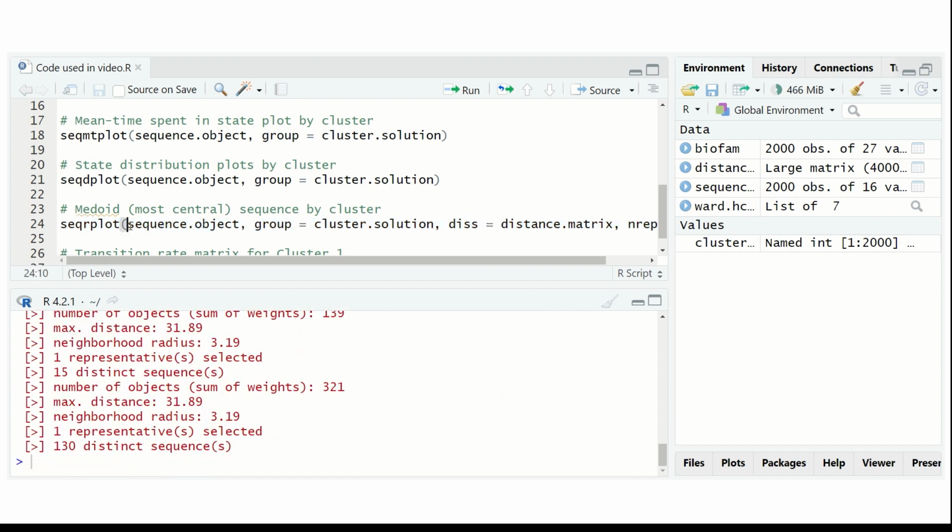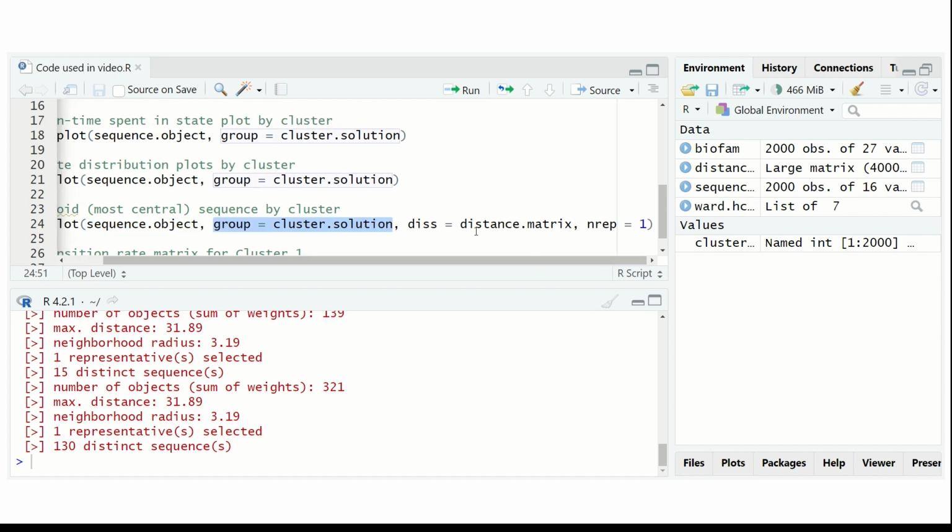So again, we're using the sequence object, grouping the visualization by our cluster solution. Because this is a plot of the most representative sequence, we need to feed it the distance matrix, because it needs something to calculate the most central sequence. And then this option is just saying extract one sequence, so you can extract multiple sequences in order to get greater coverage of representativeness within each cluster.